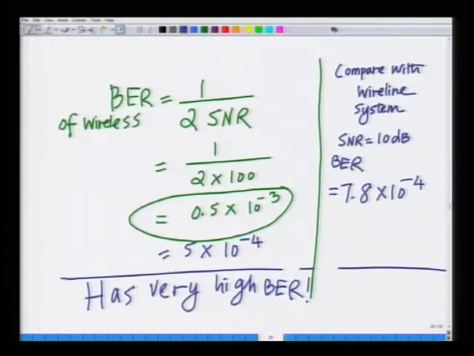a wireless communication system has a very high bit error rate, and that is precisely because of the multipath interference nature of the wireless communication system that results in destructive interference at the receiver, which causes very poor signal reception. That is why the bit error rate goes higher.